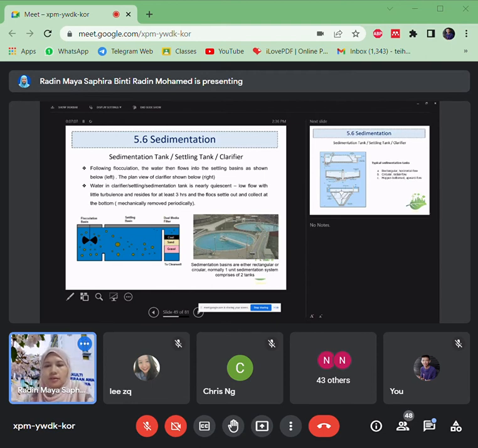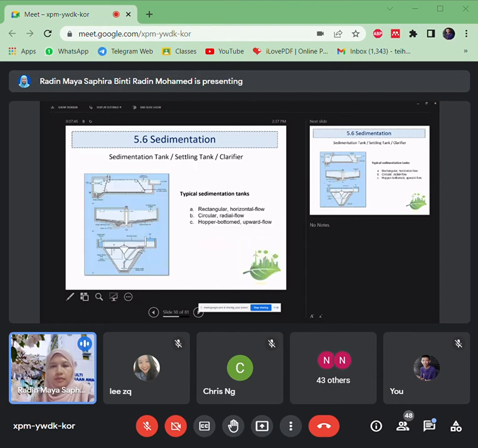Okay, after the flocculation process, the particles are absorbed as flocs. The flocs become bigger and heavier. Then it is time for them to settle at the settling basin, the sedimentation tank. Here they must control the flow, very low flow, for at least 3 hours for this settlement, so that we can collect the sludge at the bottom and remove it by a mechanical process.